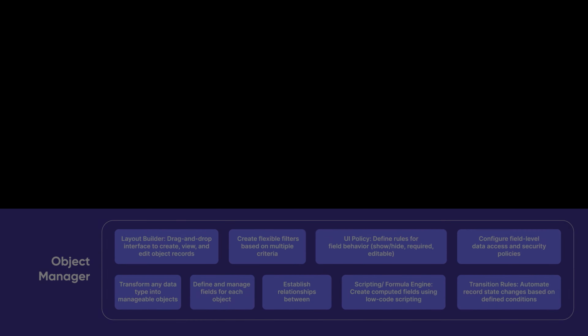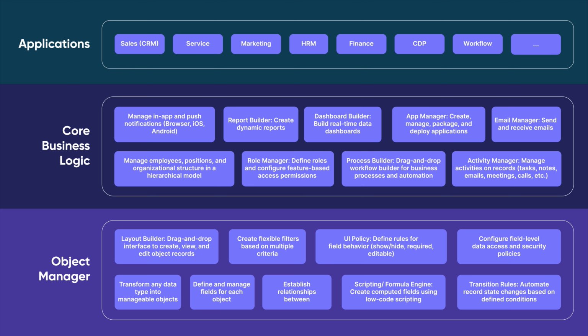With this 3-layer architecture, businesses can not only build applications faster, but also continuously customize, extend, and evolve their systems to align with real-world operational needs.